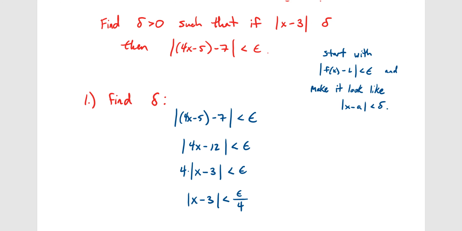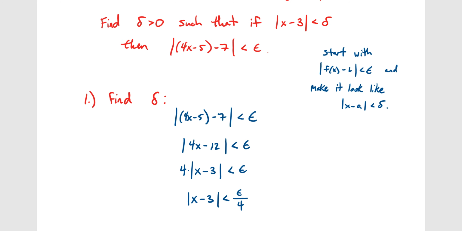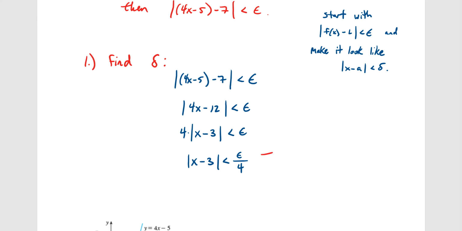Now it's pretty clear that this looks exactly like that. They both say the absolute value of x minus 3 is less than something. On the right side here, we have epsilon over 4, and on the right side there, we have delta. What that means is that we choose delta to be epsilon over 4. Whatever epsilon is, delta is going to be epsilon divided by 4.